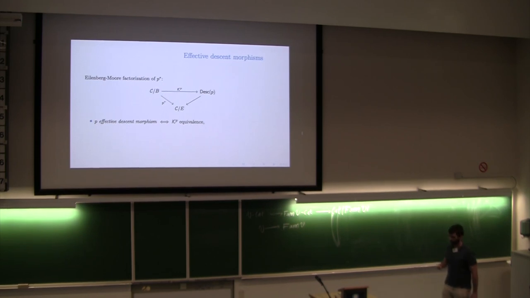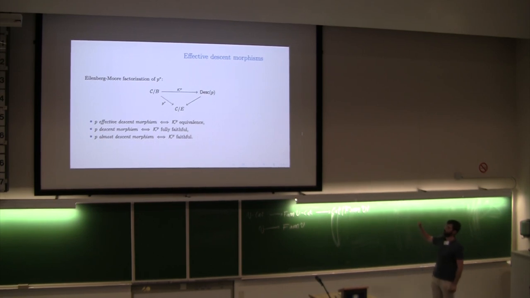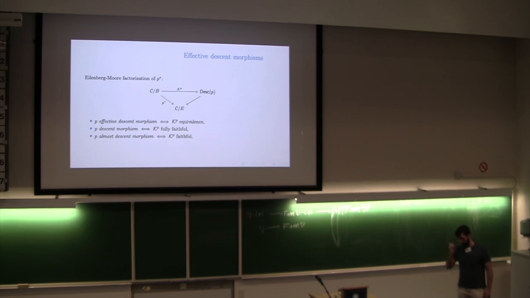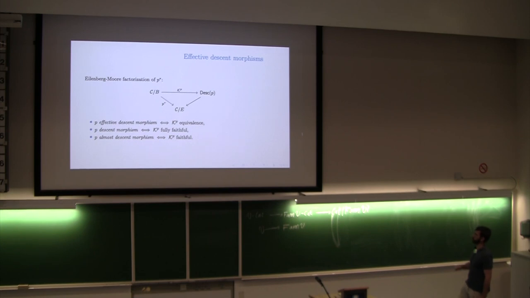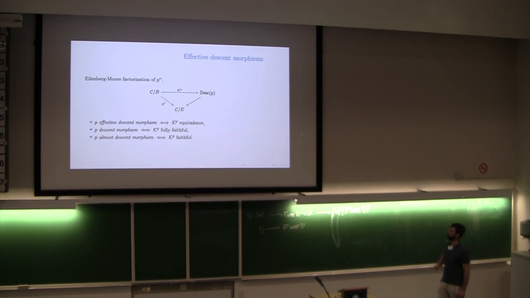We also have two weaker notions of descent. p is a descent morphism when the comparison is fully faithful, and it's an almost descent morphism when the comparison is faithful. For categories with finite limits, almost descent morphisms are the pullback-stable epimorphisms, and descent morphisms are the pullback-stable regular epimorphisms. In a topos, for example, all three are the same, they are just the epimorphisms, which is an example that will probably be handy later.